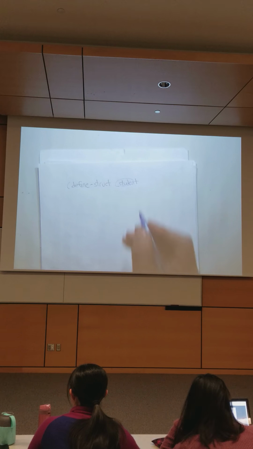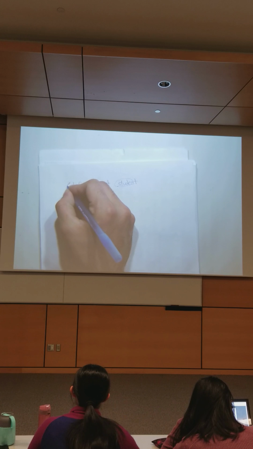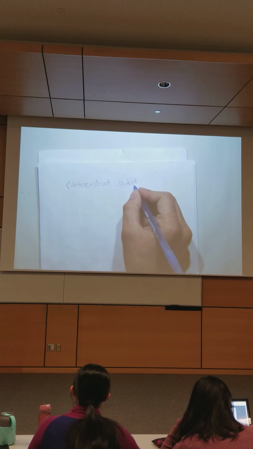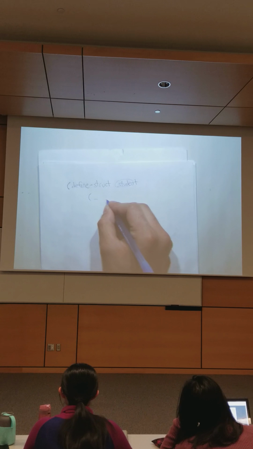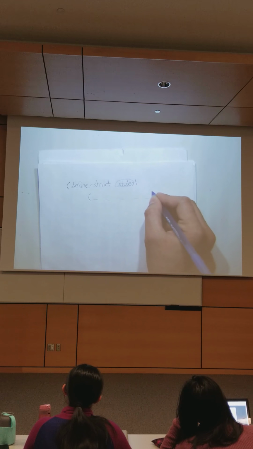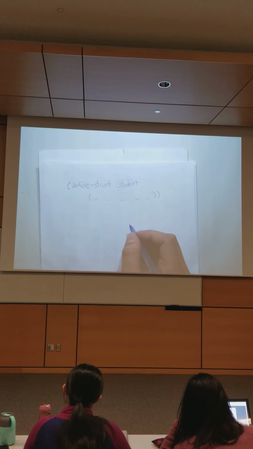Well, because we're making it up, we have to actually define what a student is. So, what would be some properties that would go within a student? Well, presumably all students have names. So, let's have one field within our student be their name. So after you have open bracket define struct and the name of the data type, you're going to have an open bracket, and then you're going to have all the different fields that are associated with this student.